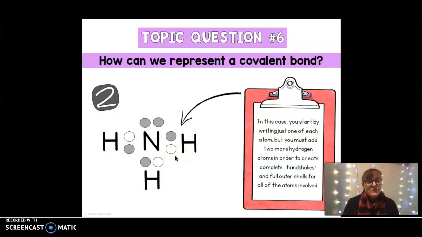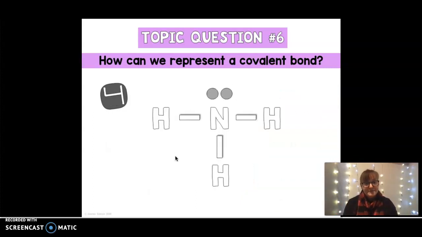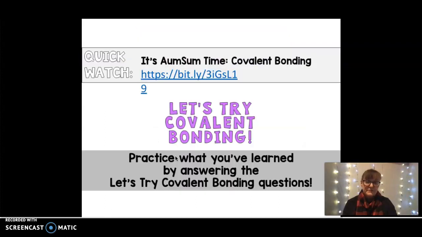So I will just read what it says on the clipboard. In this case, you start by writing just one of each of the atoms, but you must add 2 more hydrogens to create a complete handshake for the full outer shell of all atoms involved. This element that we're making right now is called ammonia, which is represented here. And that is how you draw it. Again, you don't have to draw the lone pairs, and you're just going to have to recreate 2 molecules for me this week. This is called ammonia. It's also called nitrogen trioxide. So we'll go over how to name them after this.